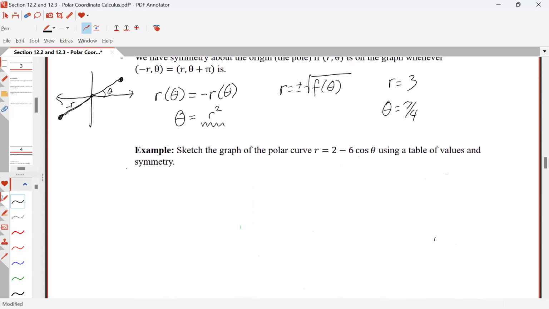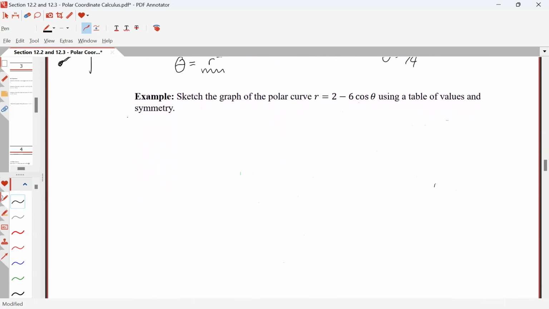So using this idea to sketch the graph of the polar curve r equals 2 minus 6 cosine theta. First, we want to check for some symmetry.